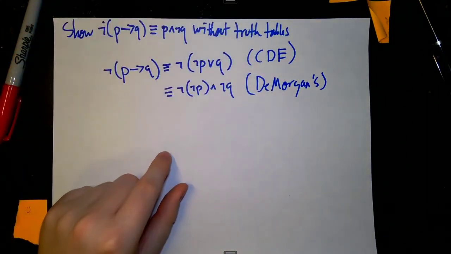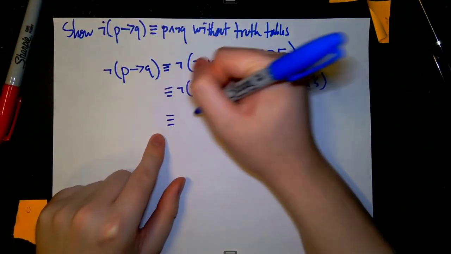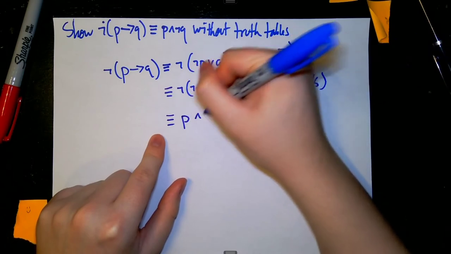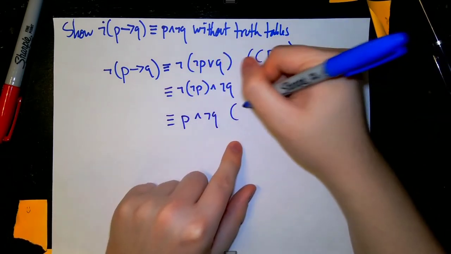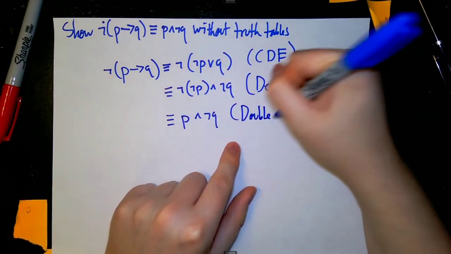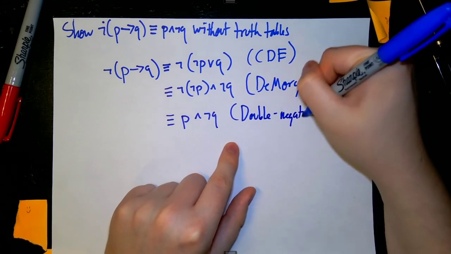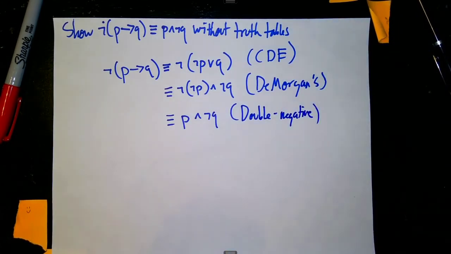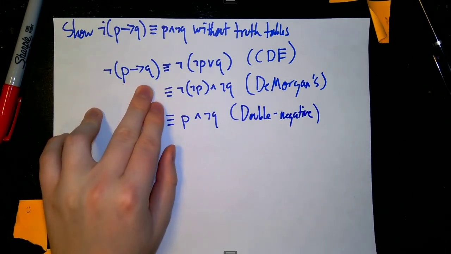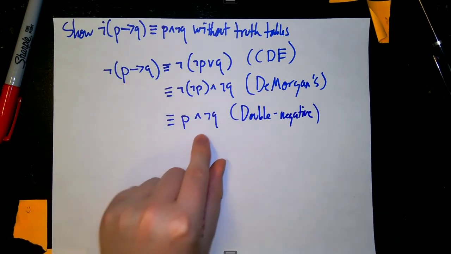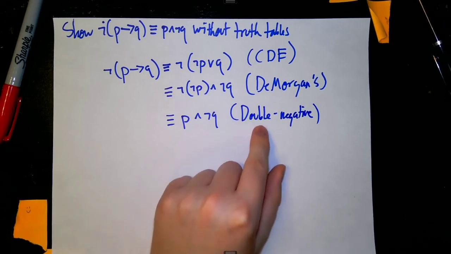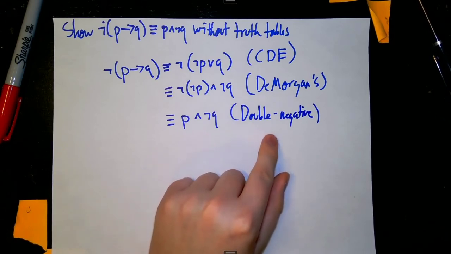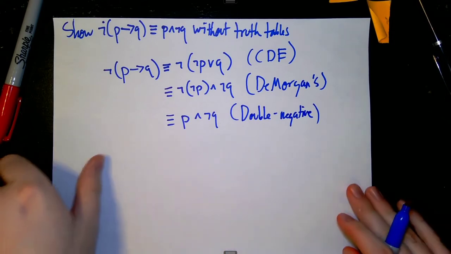So we can actually apply double negative here to say that this is equal to P and not Q by double negative. And just like that, we have shown that the negation of if P then Q is equivalent to P and not Q, only using equivalencies that we've previously established. So it makes it a lot easier to work on some of these problems.